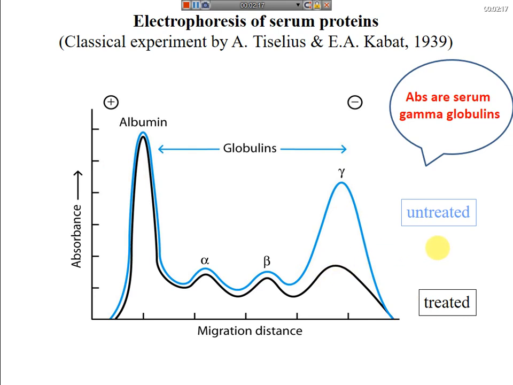Through this study, they concluded that these gamma globulins are nothing but immunoglobulins, the molecules which are capable of interacting with the ova albumin. That's why they got separated in the treated sample, that is with the antigen. So through this experiment, it can also be concluded that antibodies are serum gamma globulins.